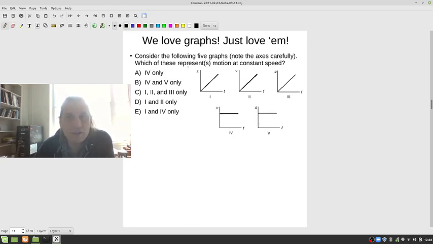Okay, so from that I think you can figure this out. Which one of the 5 graphs represents motion at a constant speed? That would be this guy and that guy.